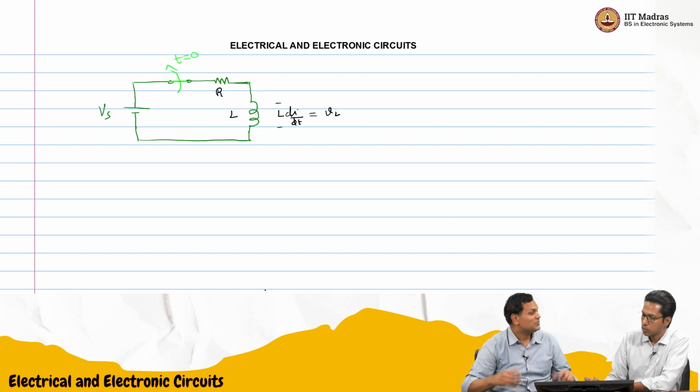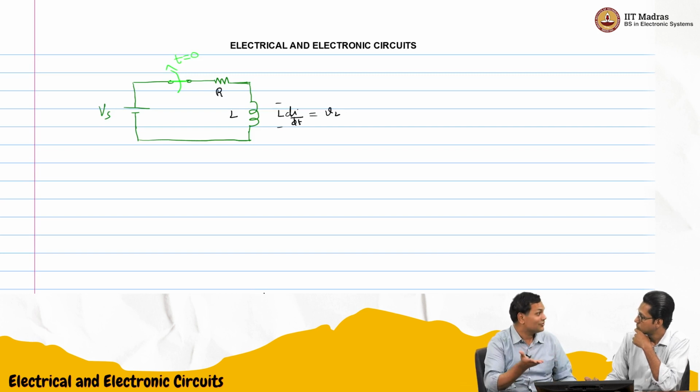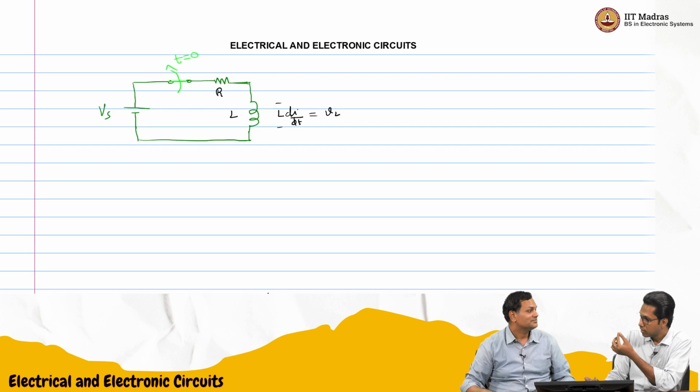So di by dt must be very large, no? So there is a large voltage developed across the inductor. Most likely that would have sparked. So then the insulation must have failed a bit.